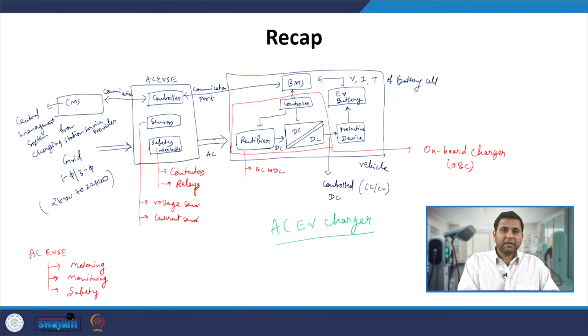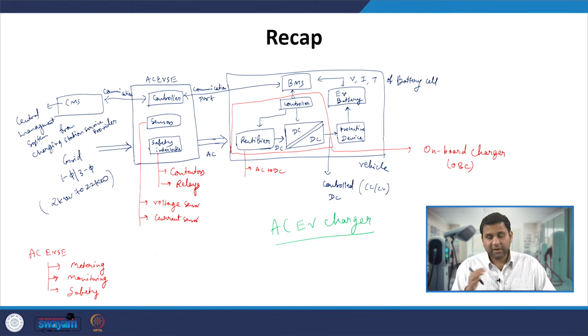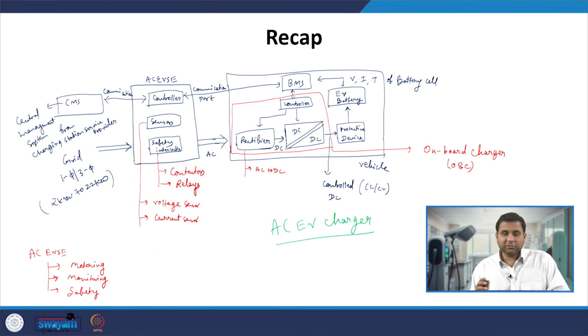And the BMS will be continuously monitoring the voltage, current, and temperature of the battery cell. Sometimes they just monitor voltage and temperature. It depends upon the BMS manufacturer, or the battery manufacturer, what they actually want to monitor. But generally this monitoring is done to continuously understand the status of the EV battery pack, and whether the battery pack is in safe operation while the charging is taking place. So all those things will be continuously monitored by the BMS depending upon the status of the battery pack.